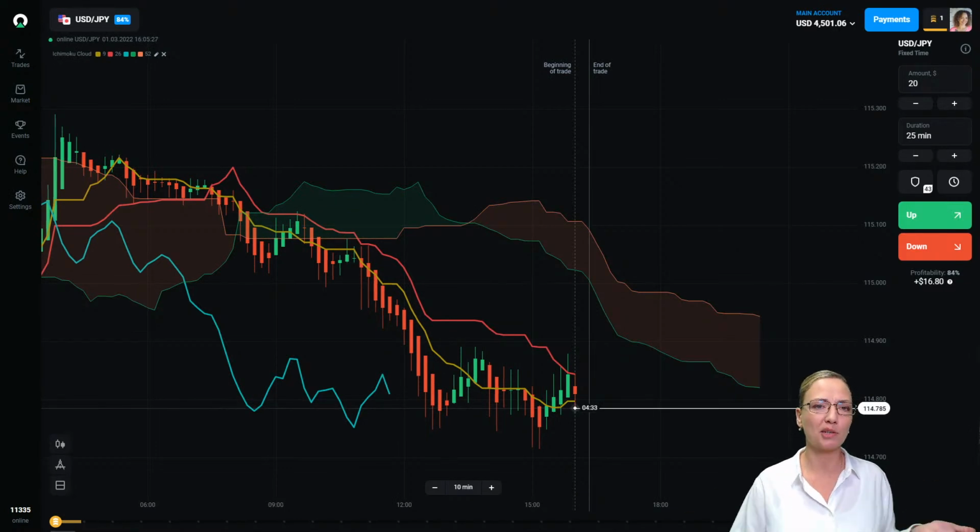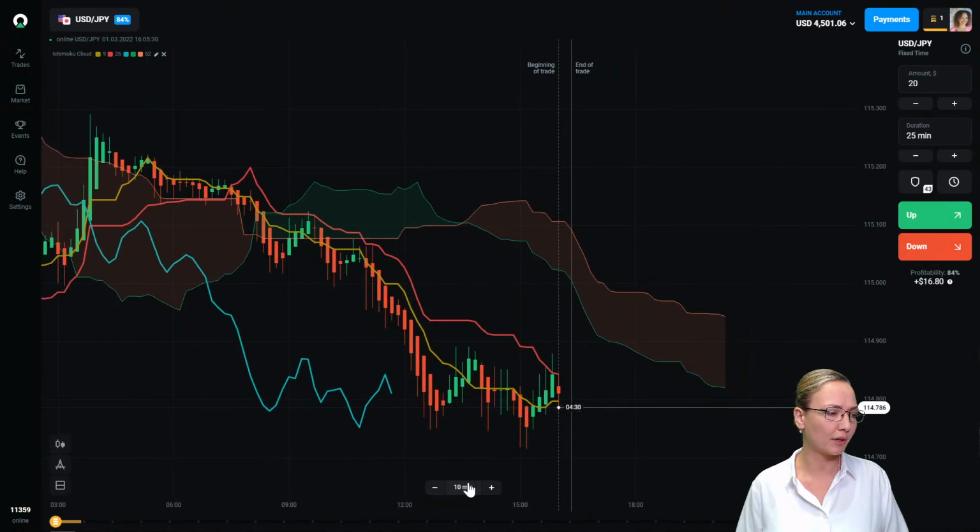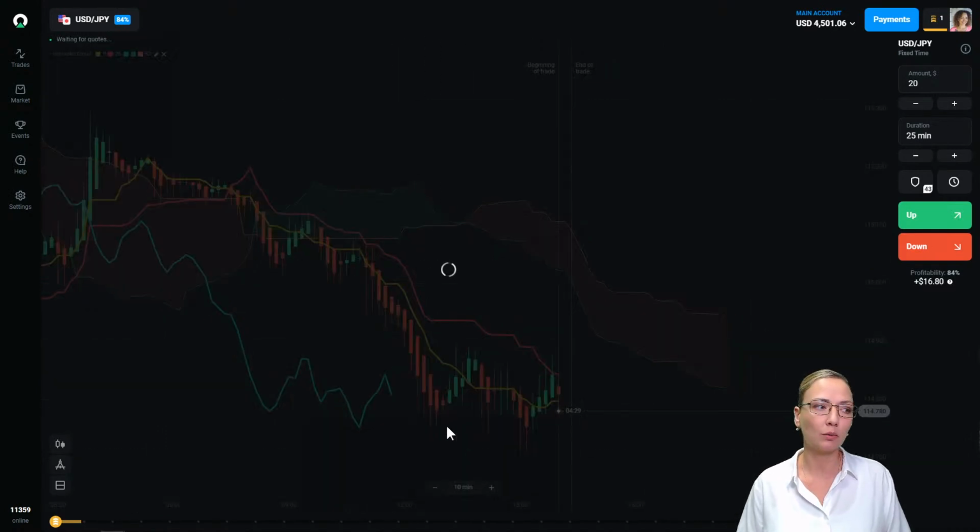Alrighty, so on the Ichimoku Cloud, what we're going to be looking for is TK crosses. TK stands for the Tenkan line and the Kijun line.